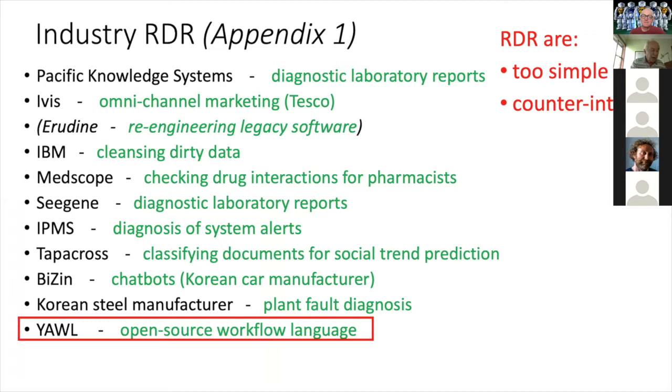The problem is that RDR are too simple to be interesting to smart researchers, while at the same time they're counterintuitive and people tend to assume they must be doing something different from what they actually do. And Ashwin Srinivasan, responsible for IBM's use of RDR, has been telling me for years the solution to this is that RDR needs a manual rather than research papers, and so hence this book. So what actually is RDR?